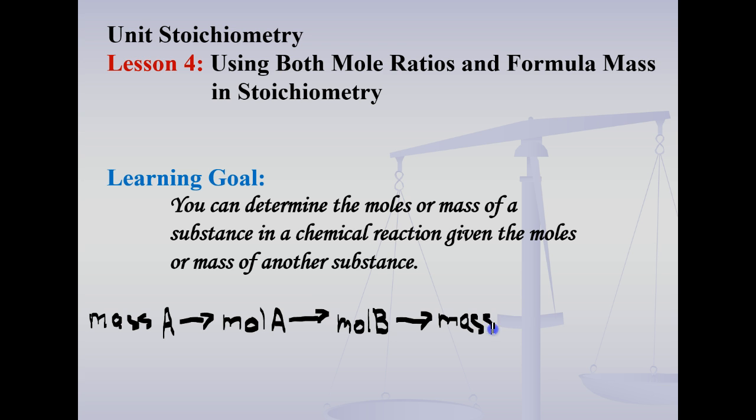So we're going to use both the mole ratio and the formula mass. If you're given the mass, we're going to start here with the mass of A. If we're asked to find the moles of your substance B, then we're going to end here. So we'll just follow those steps. I'm going to have you keep referring to this general plan as we proceed in this lesson.